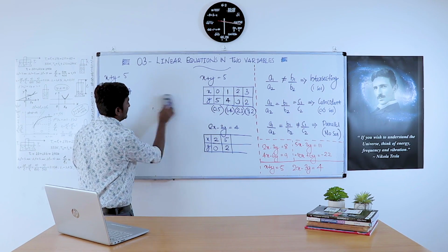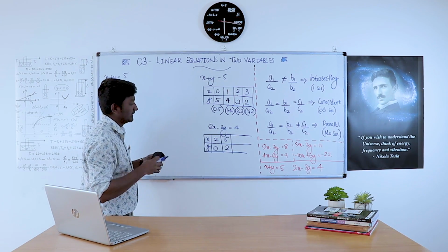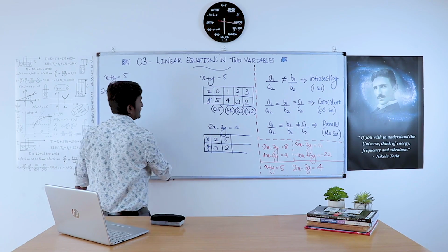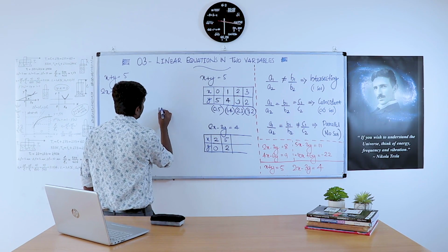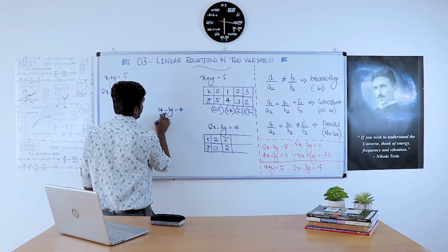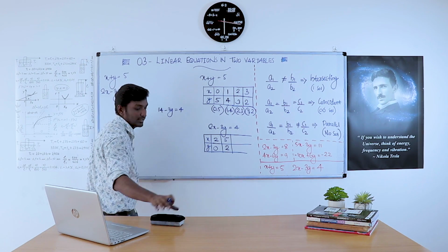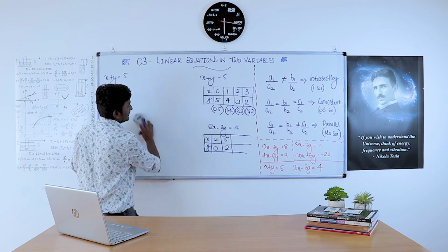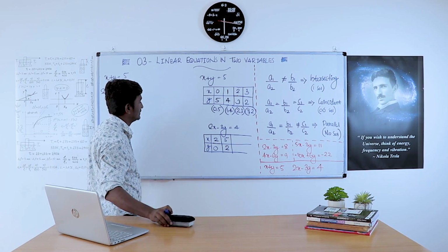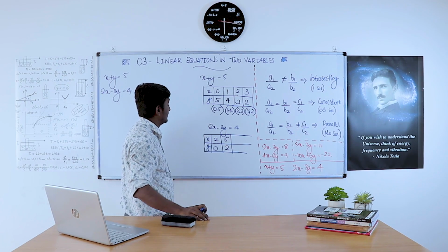So next, I am going to give 7. What happens? 2 into 7, 14 minus 3y is equal to 4. Minus 3y goes to the right side, 3y. 4 comes here, 14 minus 4, it's 10. It's also again a fraction. So what we can do? Next, 8.